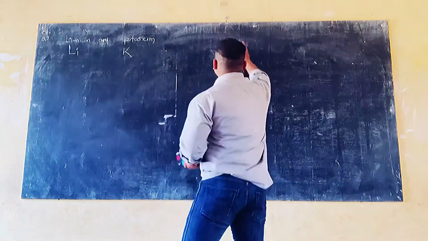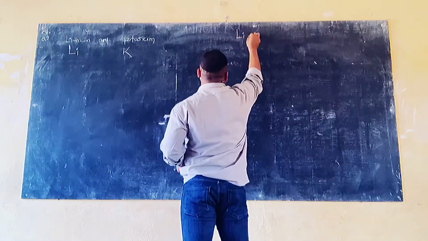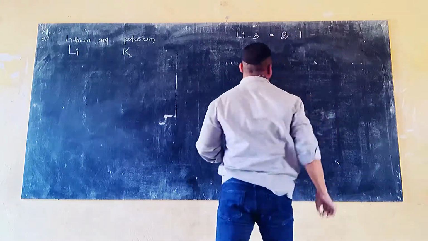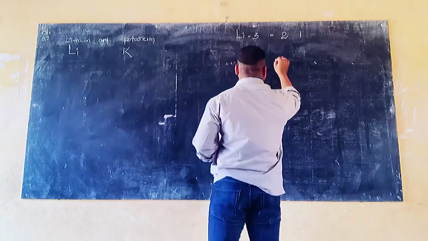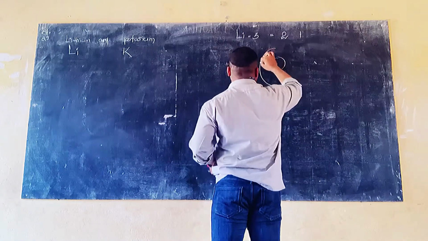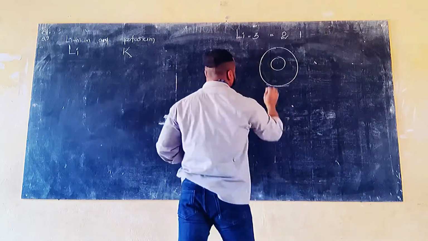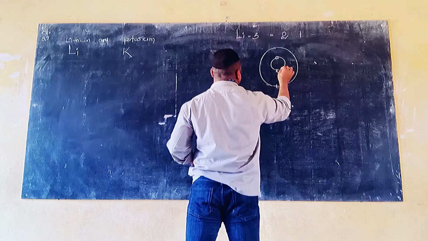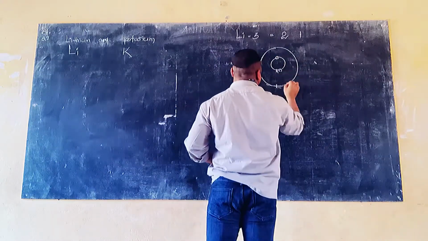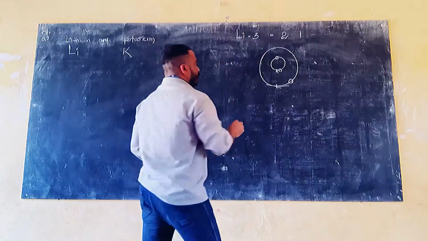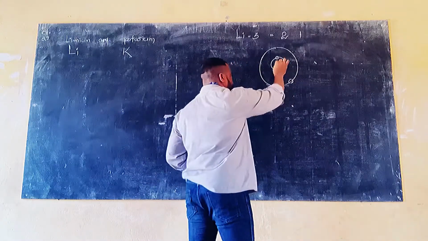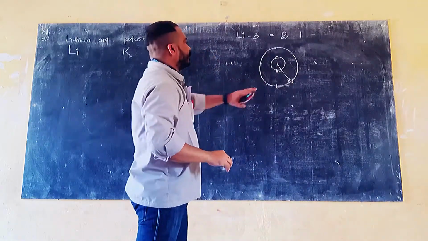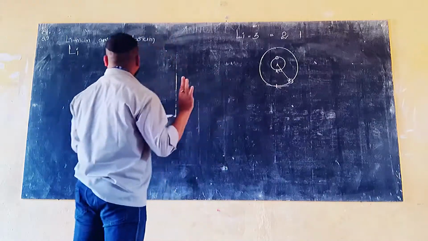Done. So lithium, Li, atomic number is 3. Electronic configuration is 2, 1. 2 shells are there, shell K and shell L. This is K shell, this is L shell. 2 electrons are here and only 1 electron is here. This is the center of the nucleus and this is the radius. Just see the radius, nothing else you will have to do.